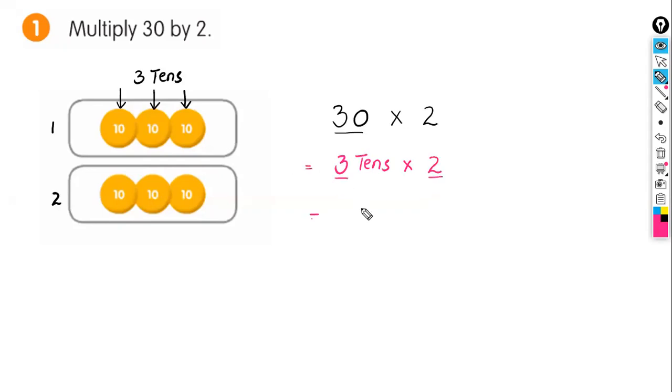2 times 3 is 6. So it will become 6 tens. As you know that we can write 3 tens as 30, so we can also write 6 tens as 60. So 30 multiplied by 2 is equal to 60.